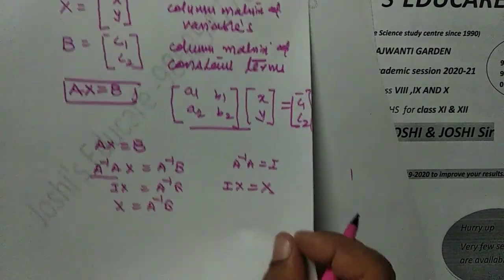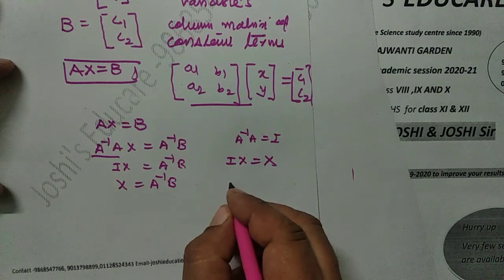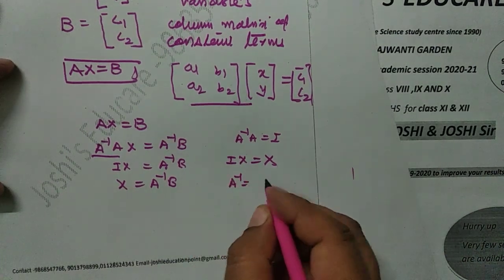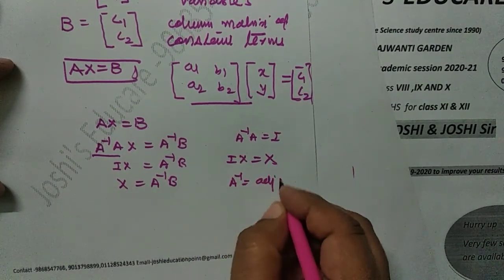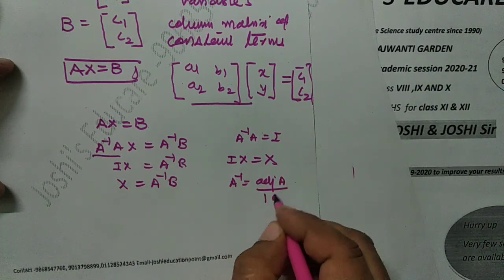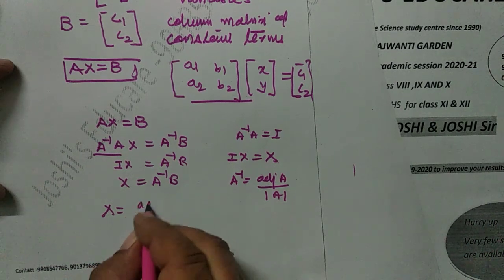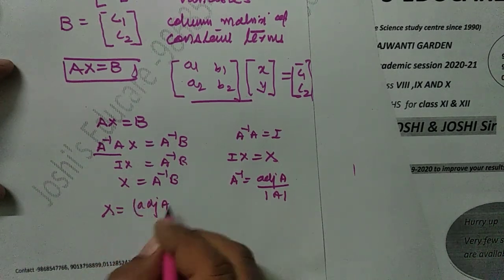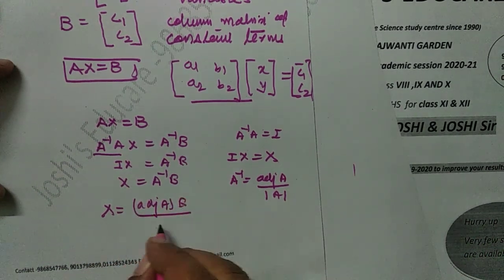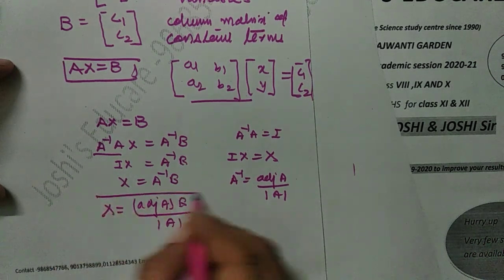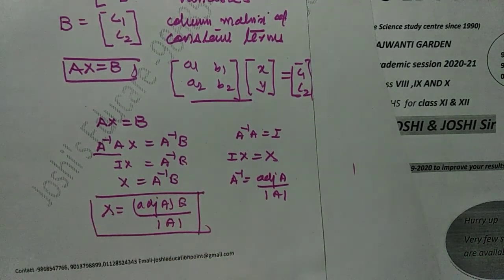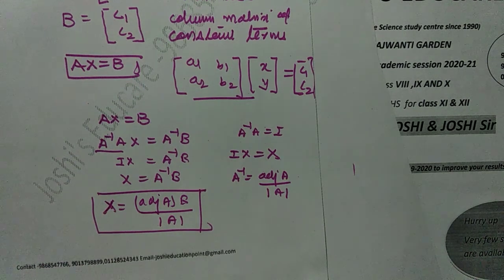So what is A inverse? We know that A inverse is actually adjoint of A divided by determinant of A. So X is actually equal to adjoint of A into B divided by determinant of A. This is the solution of these equations. We will calculate adjoint of A into B, we will divide it by determinant of A, and we will equate this with the matrix X.